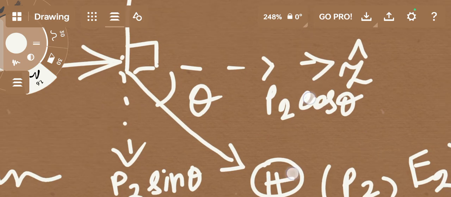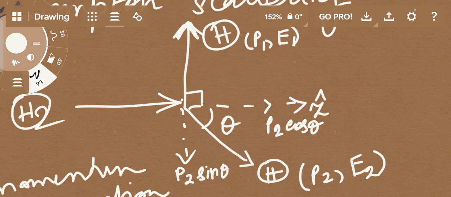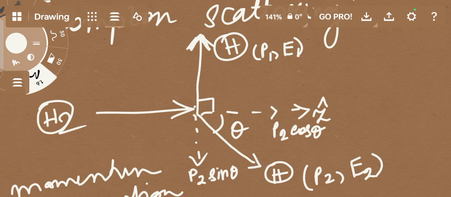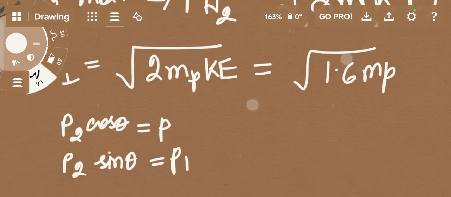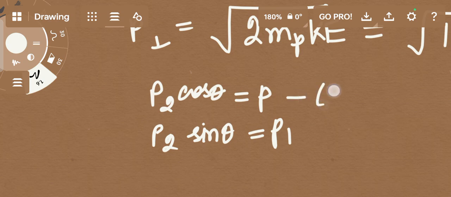I change the coordinates anyway. So p2 sin theta, you see, it's just in the opposite direction in which the p1 has gone, right? So on this axis, for momentum conservation, p2 sin theta has to be equal to the p1 momentum, and p2 cos theta is in the direction of H2, right? So for this momentum to be conserved, p2 cos theta has to be the momentum of our initial H2 molecule. So p2 cos theta should be equal to p. This is the first condition, this is the second condition.